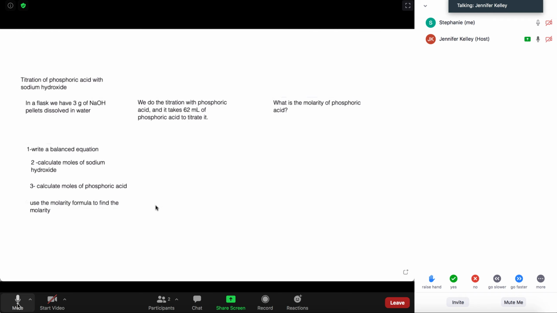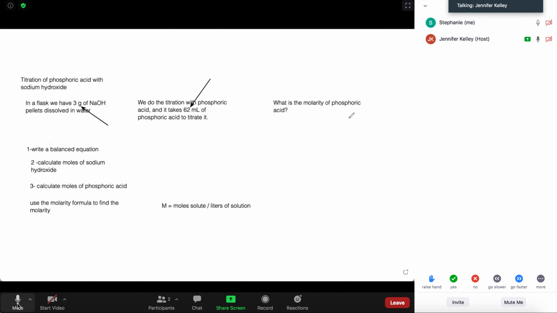All right, so this is the last step. And the molarity formula is molarity equals moles of solute divided by liters of solution. So the first 3 steps are just to get moles of solute. The last step, liters of solution, that's given in our problem. It is given right here. And then the other thing that's given is 3 grams of sodium hydroxide are in the flask.